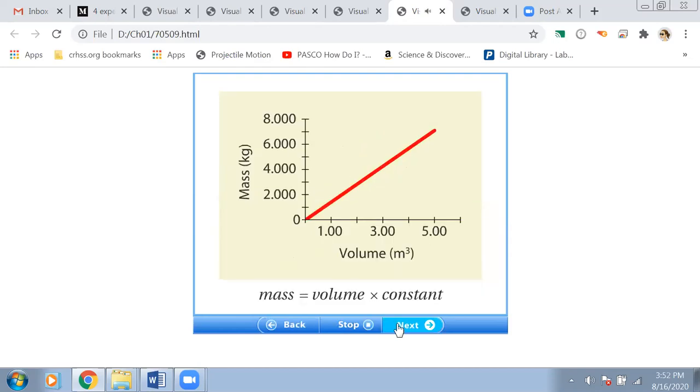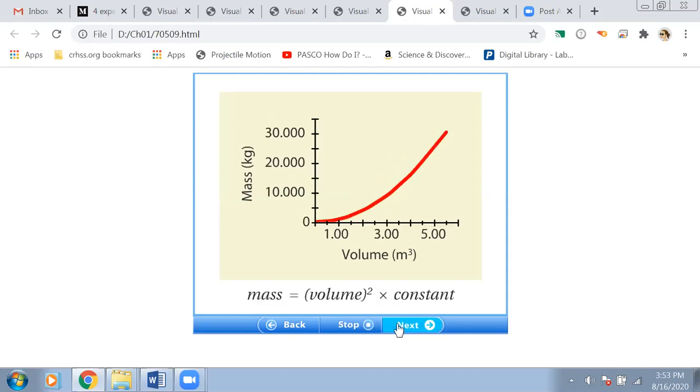This graph shows a linear relationship. As the mass increases, the volume increases. Hopefully you remember the equation of a straight line, y equals mx plus b, where the m is the slope of the graph when you have a straight line. So this would be a linear relationship, and there's an actual formula for the data here. The y-intercept here is 0, so that's why mass is equal to volume times a constant, some number.